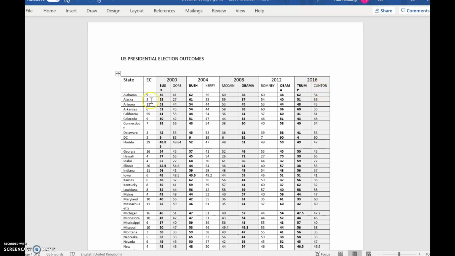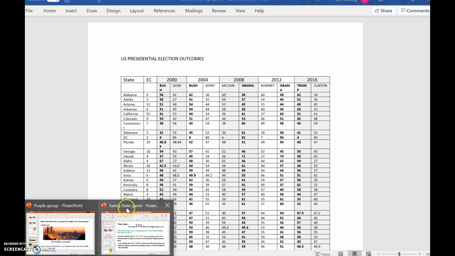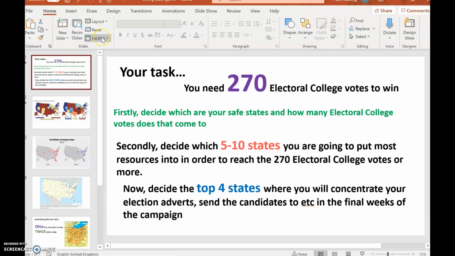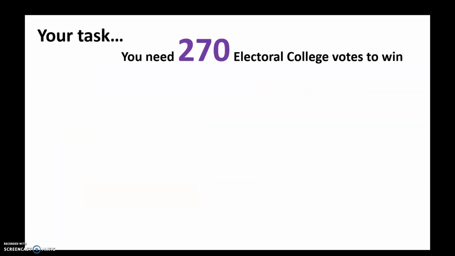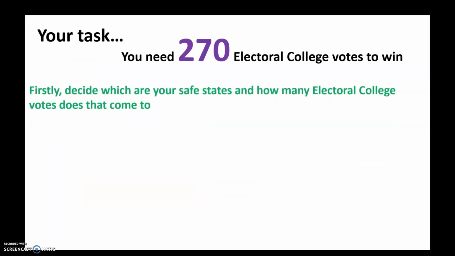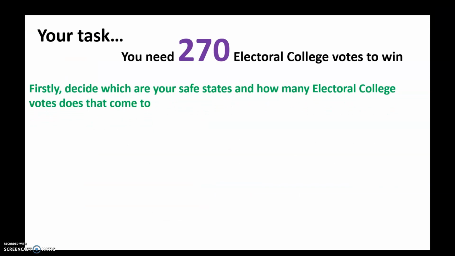Next you've got Alaska, 3 electoral college votes, and you can see the percentages there for what everybody got. Now, what I'd like you to do first on this little game is decide whether you're going to be Democrat or Republican. If you do this on your own at home, you're going to have to be schizophrenic and be Democrat and then do it as Republican. Or if you've got a friend, one can pretend to be Democrat, one Republican. It's up to you. But your first job is to decide which are your safe states.